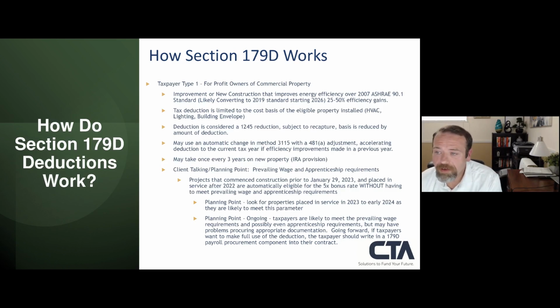So if they did any kind of improvement or new construction there, and they got between that 25 to 50% efficiency gain in energy, the tax deduction, like I mentioned on the last slide, is limited to the cost basis of the eligible property installed, right? So if you installed an HVAC and you only paid $100,000 for it, you're limited to that $100,000, no matter what the square footage is, no matter how you're applying the amount of the deduction, and no matter if you met prevailing wage or apprenticeship. It's going to be limited to the cost basis of the property first and foremost.